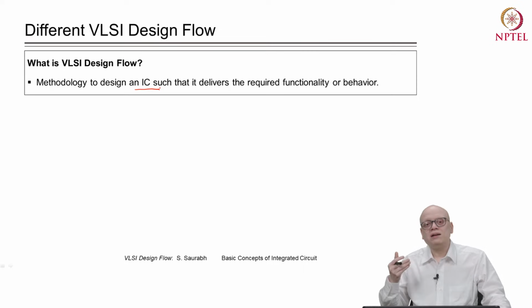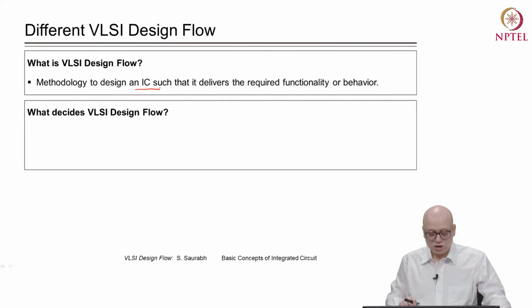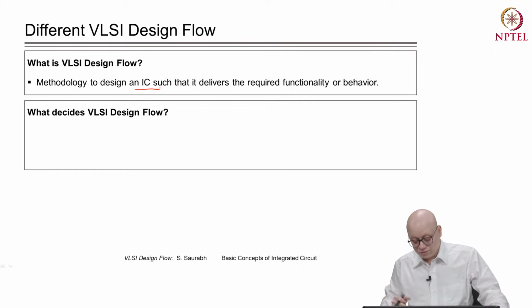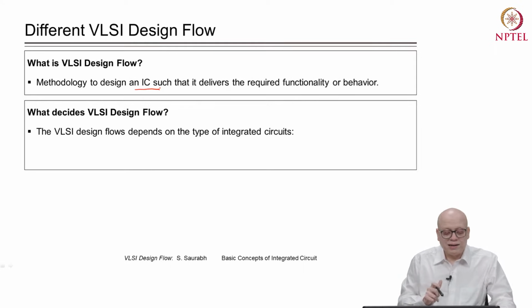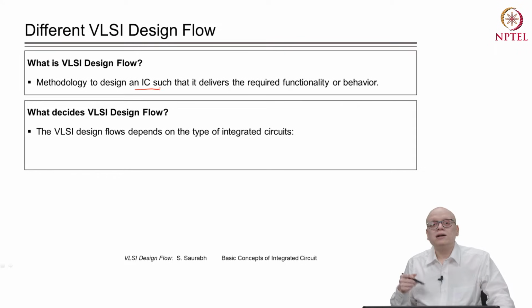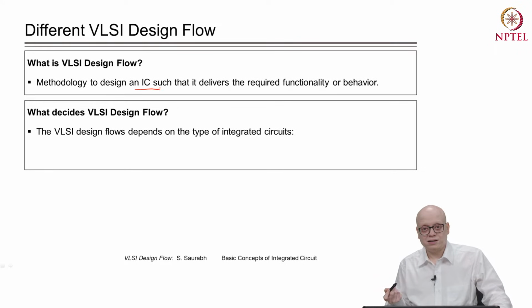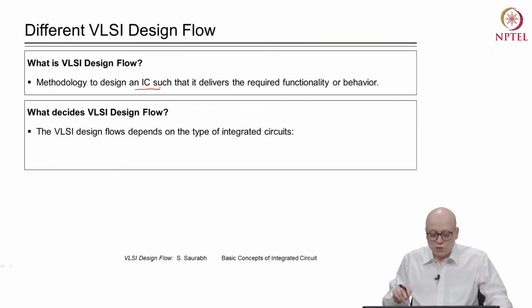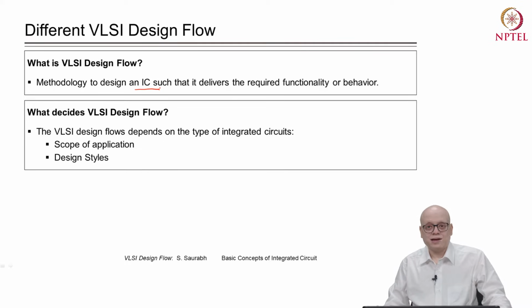Now, on what factors does a VLSI design flow depend on? So, what decides the VLSI design flow? So, the VLSI design flow depends on the type of integrated circuit. And what are various types of integrated circuit? We can divide or categorize integrated circuit either on the scope of application or design styles.